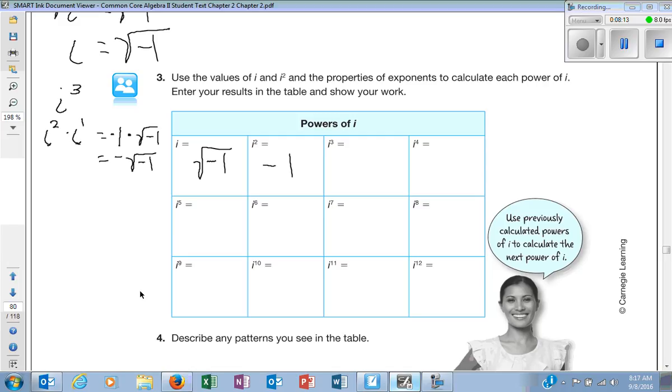Are you following me where I got all that from? So this would be negative square root of negative 1. Follow along with me. i to the fourth. What do you think I'm going to rewrite that as? I would not want to write it as i to the third times i to the first. Those have square roots in them. If I don't have to deal with square roots, do I want to deal with them? Heck no. So yes, you could write it that way, but that's not the easiest way. The easiest way would be i to the second times i to the second. What's i to the second? Negative 1. What's another one? A negative 1. What happens when you multiply negative 1 and negative 1? You get a positive 1.